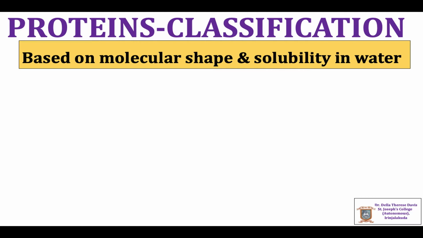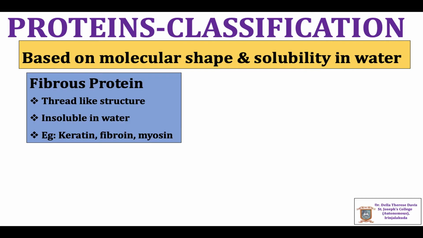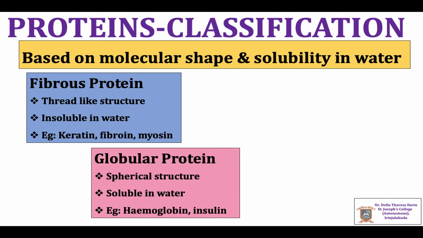Based on the structure and solubility in water, proteins are classified into fibrous proteins and globular proteins. Fibrous proteins are thread-like. They are insoluble in water. Examples include keratin in hair, skin, nail, etc., fibroin in silk, myosin in muscles.